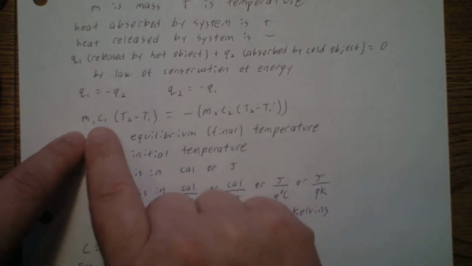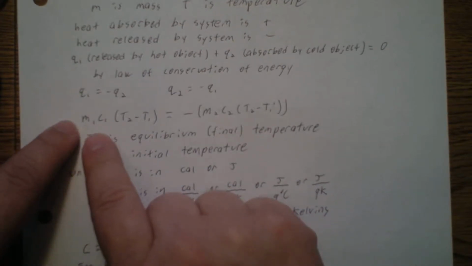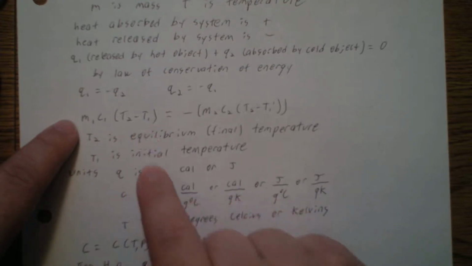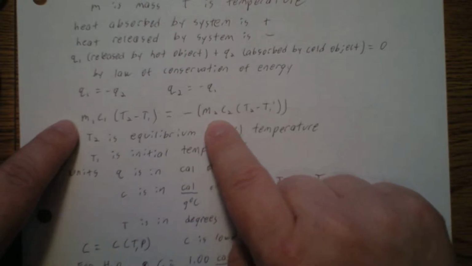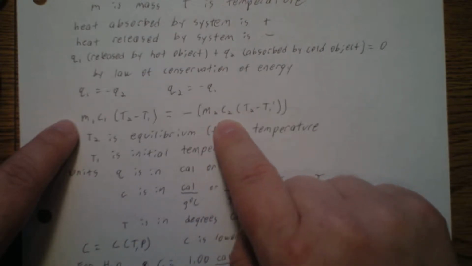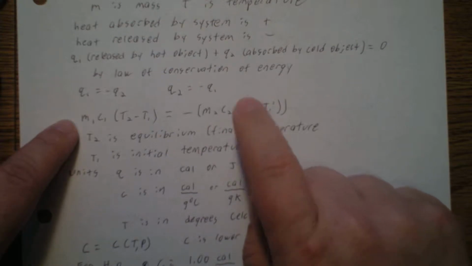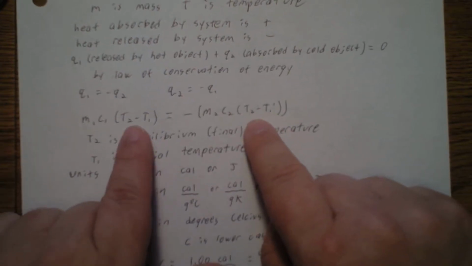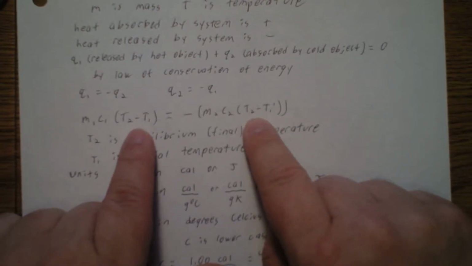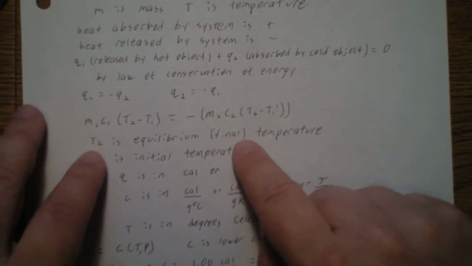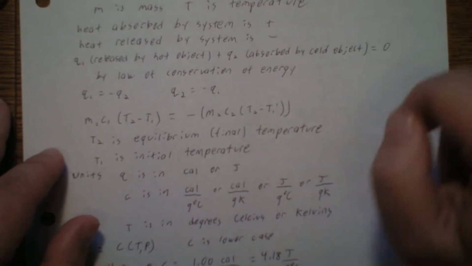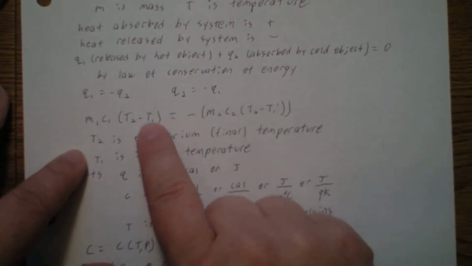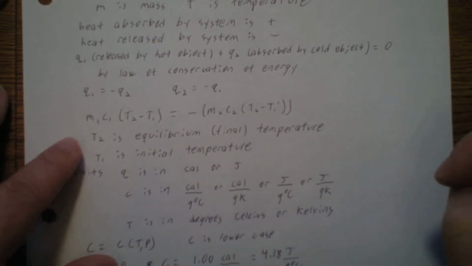So we have the mass of object 1 times the heat capacity of object 1 times the change in temperature of object 1, and that's equal to minus the mass of object 2 times the heat capacity, or the specific heat of object 2, times the change in temperature of object 2. Now you notice though, the final temperature is going to be the same for both if you let it get to equilibrium. So both objects are going to have the same final temperature when they get to equilibrium. But we could have different initial temperatures. We could have this object starting at one temperature and this object starting at a different temperature.